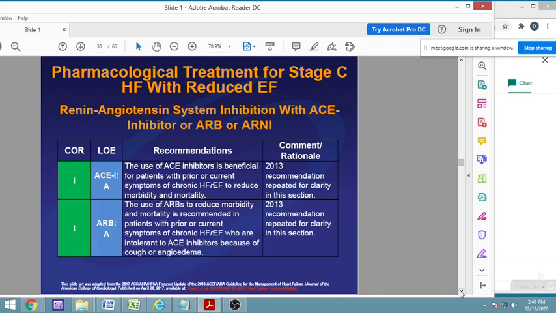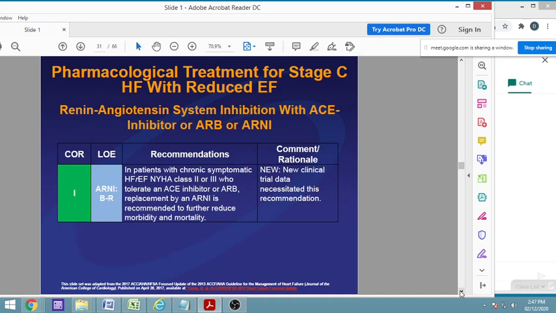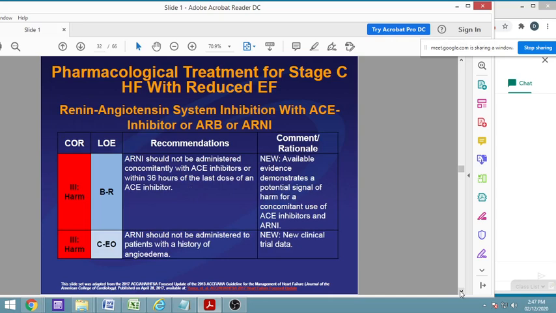Then the second one, renin-angiotensin inhibition with ARNI, class B. So this is again stage C, HF with reduced EF, and these are various recommendations, and it has been found that it is beneficial. With ARNI, the patient with chronic symptomatic HF-REF who tolerates ACE inhibitor or ARB, replacement by ARNI is recommended for further reduction in morbidity and mortality, and still additional data is required, it is expected.